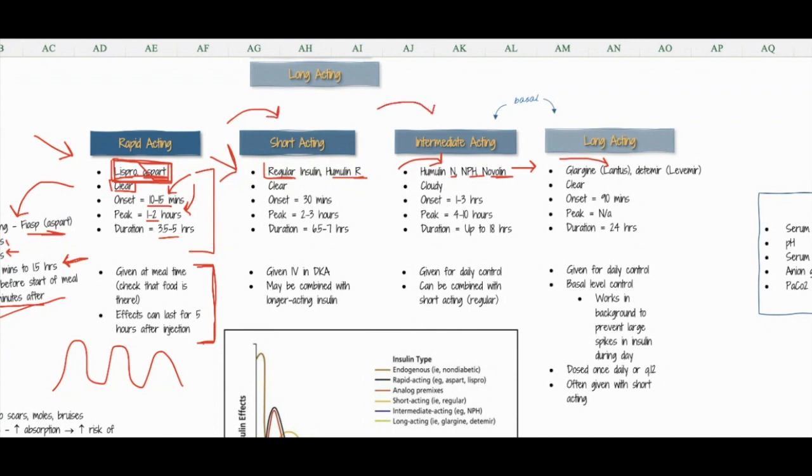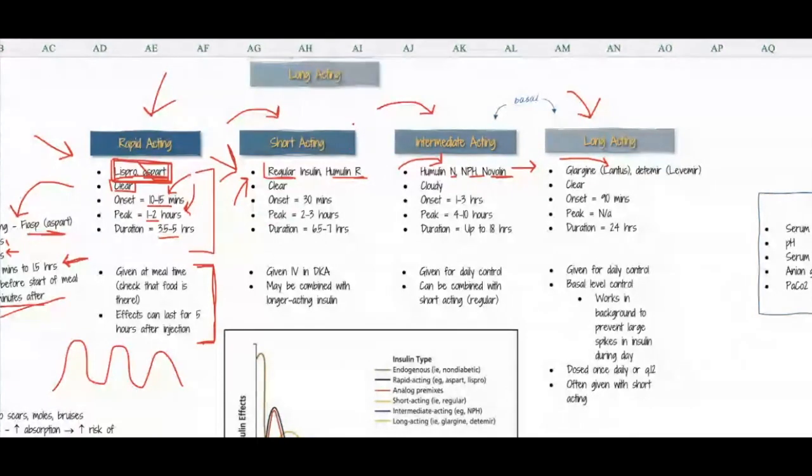You know it's not intermediate because it's not N, NPH, or Novolin. And you know it's not Lantus or Detemir. So it's got to be a rapid acting. Short acting, again, this is your regular insulin. This is the stuff we're giving if the patient is in DKA and we give IV insulin. This is what we're giving. We're also using it before meals.